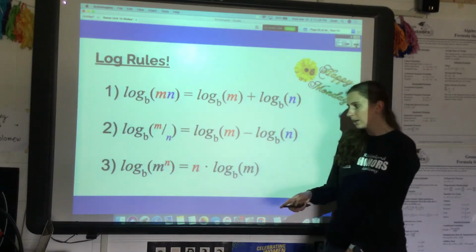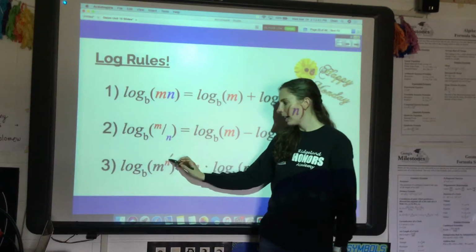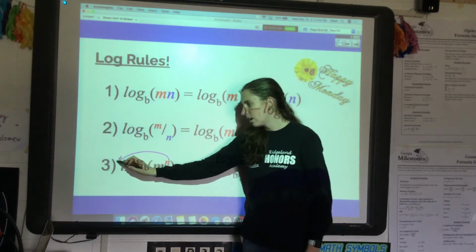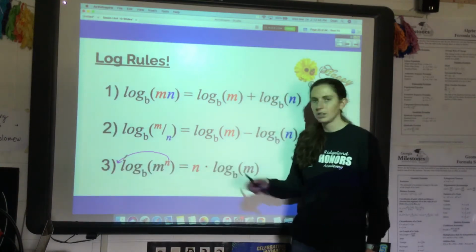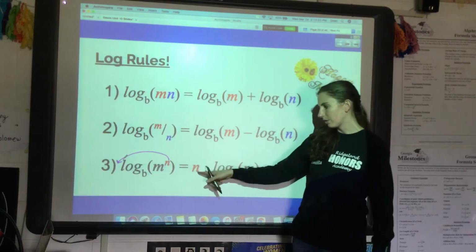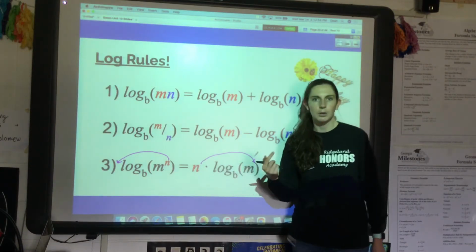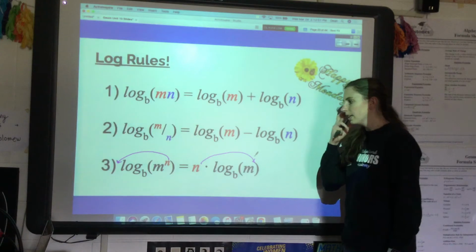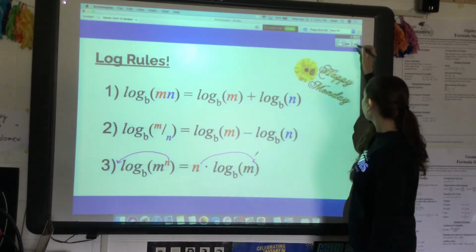And remember, if you have an exponent here, you can move that exponent down to no longer be an exponent in front of the logarithm. Or if you have it in front of the logarithm, you could pop it back up if you wanted to, just depending on what you're trying to do. This power property in particular is going to be really helpful.